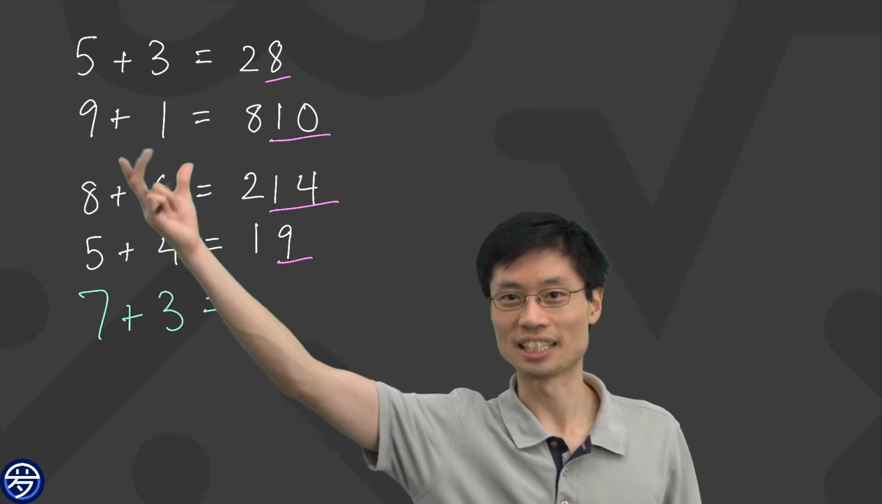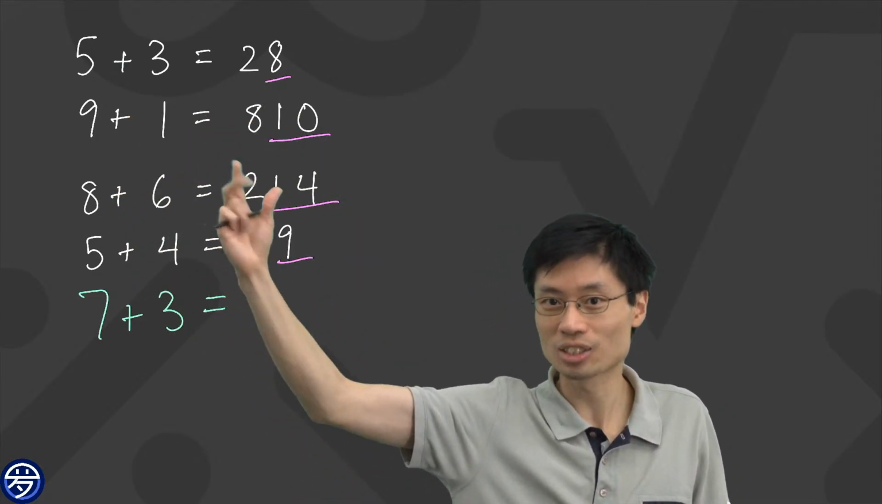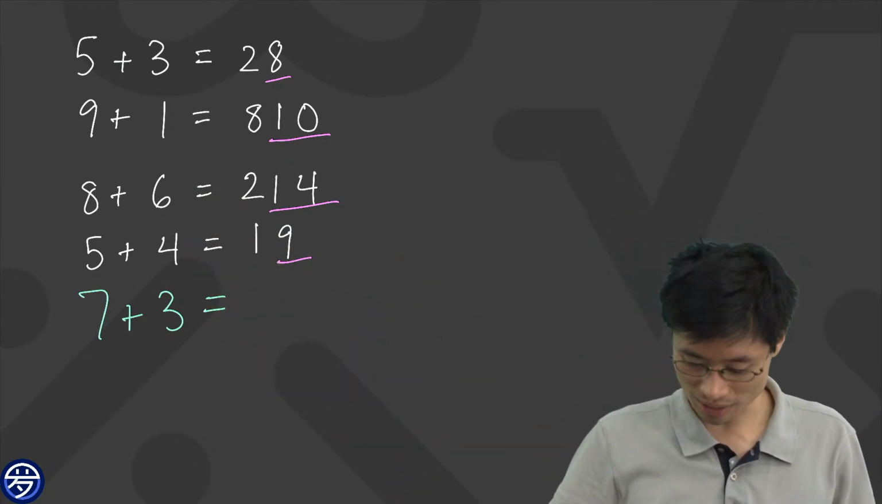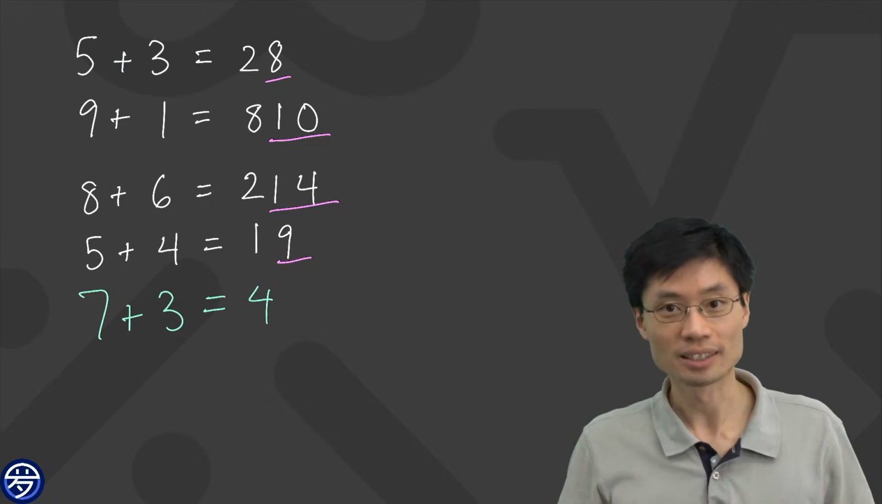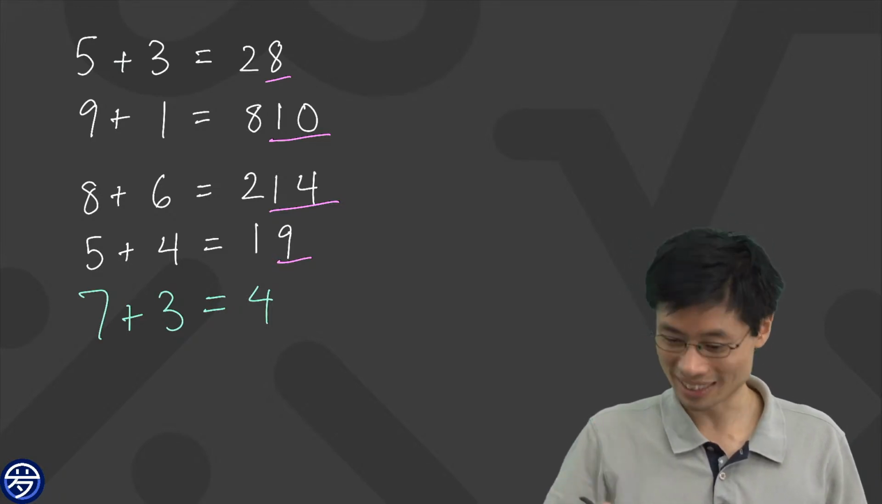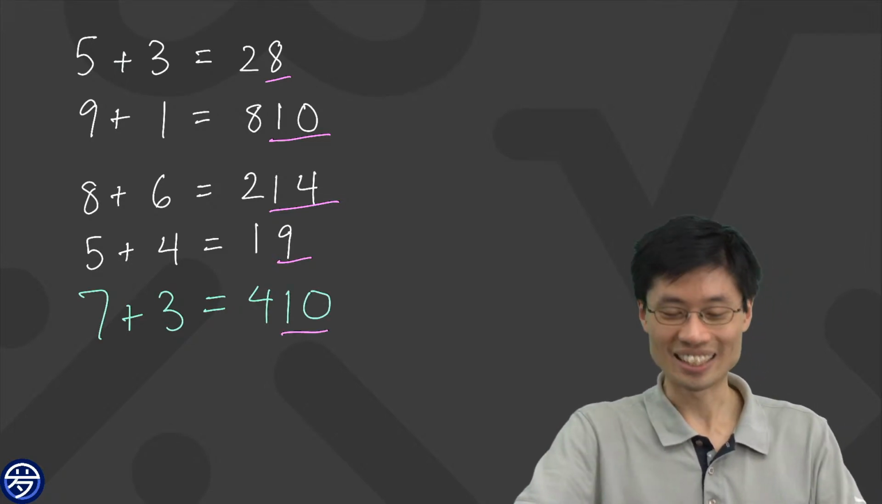And how about the first thing? The first thing looks like the difference. It looks like 5 minus 3 is 2, 9 minus 1 is 8, 8 minus 6 is 2, 5 minus 4 is 1, 7 minus 3 is 4. And 7 times 3 is, no, not times. 7 plus 3 is 10. And we're good. Okay, that was fun.